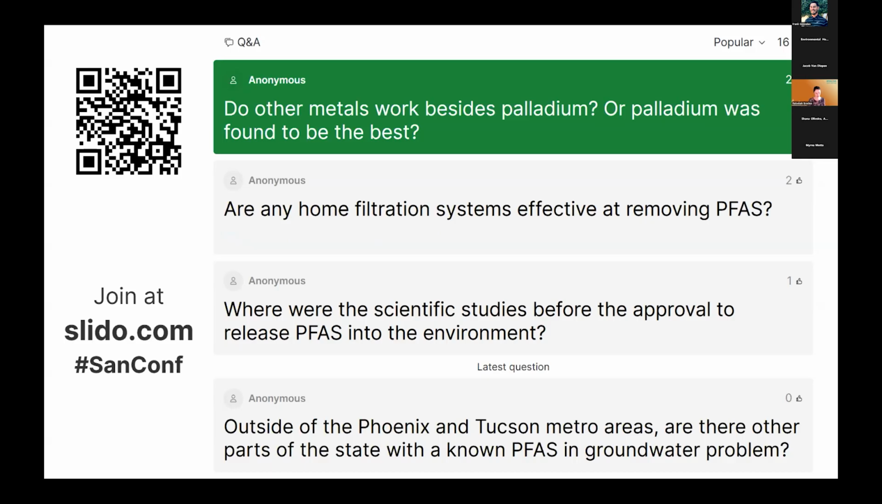One deficiency, of course, is that palladium is expensive. So we try to make what we call a two metal alloy that has similar reactive properties but doesn't cost as much. That's something we're very interested in doing. Thank you.